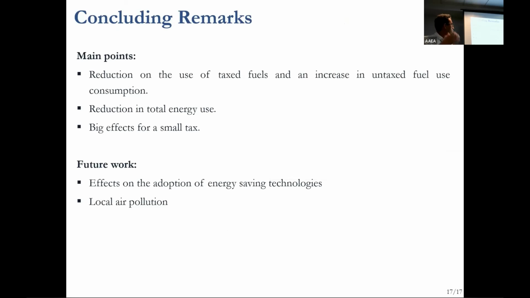And so just to conclude, we see a reduction in the use of the taxed fuels and an increase in the consumption of the untaxed fuels, a reduction in total energy use, and we are finding that the effects are actually pretty big given the level of the tax.